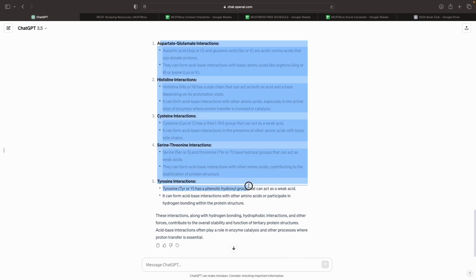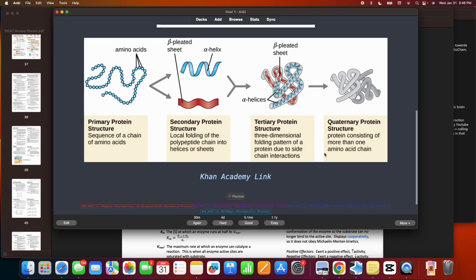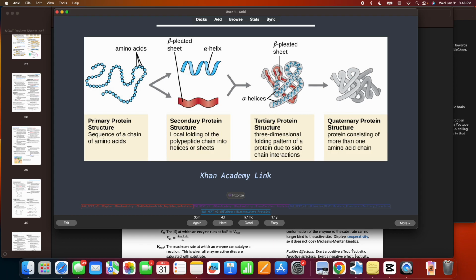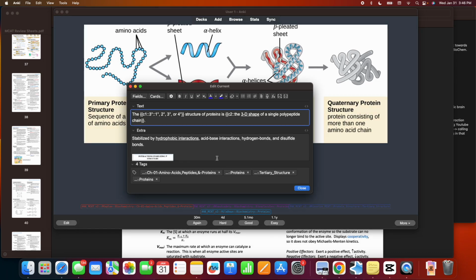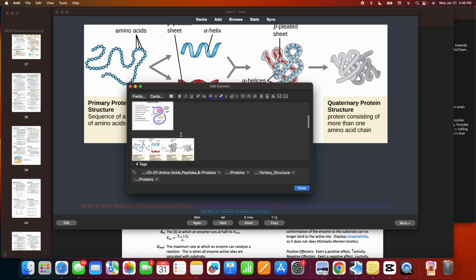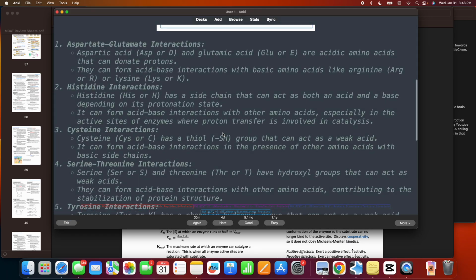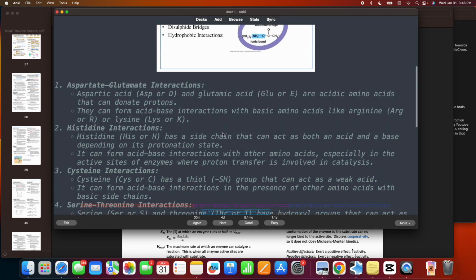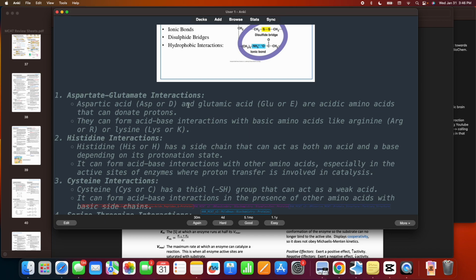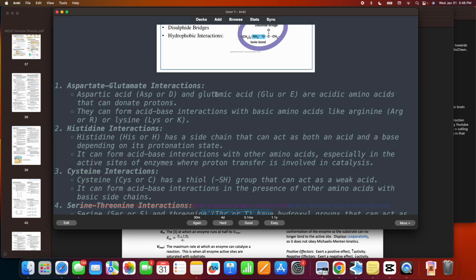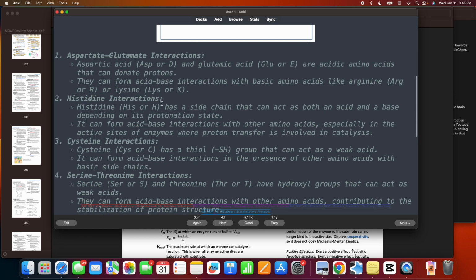So let's add these here. So we have aspartate glutamate interactions. They can donate protons, they are acidic. Histidine is tricky, it can be both an acid and a base.